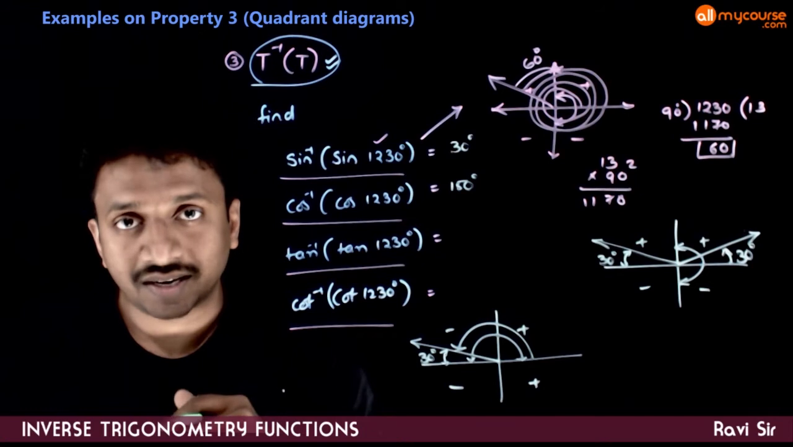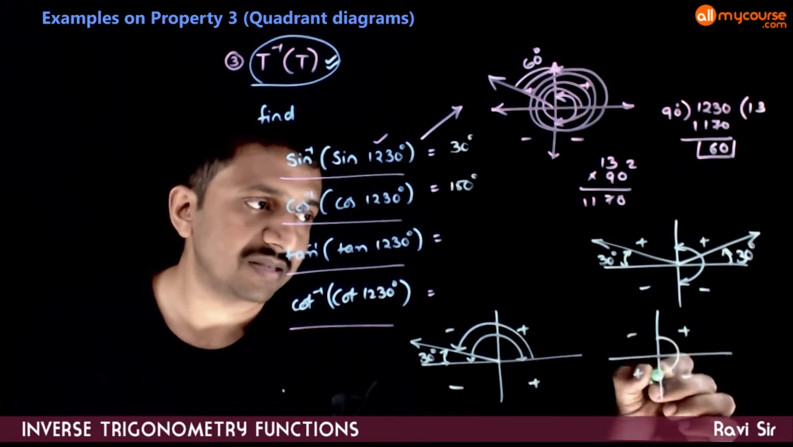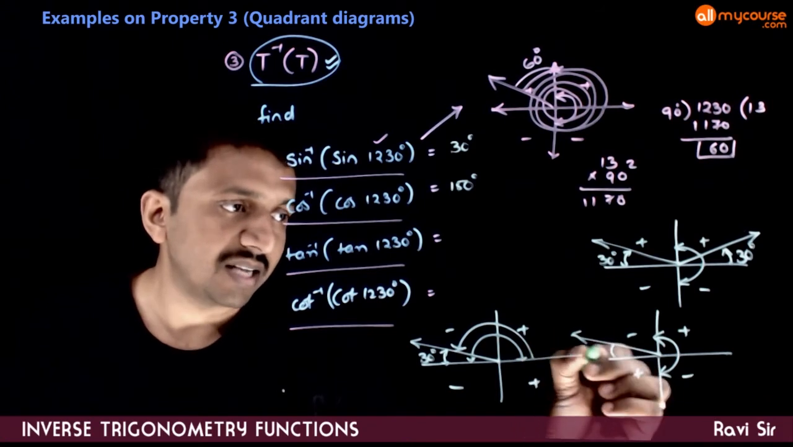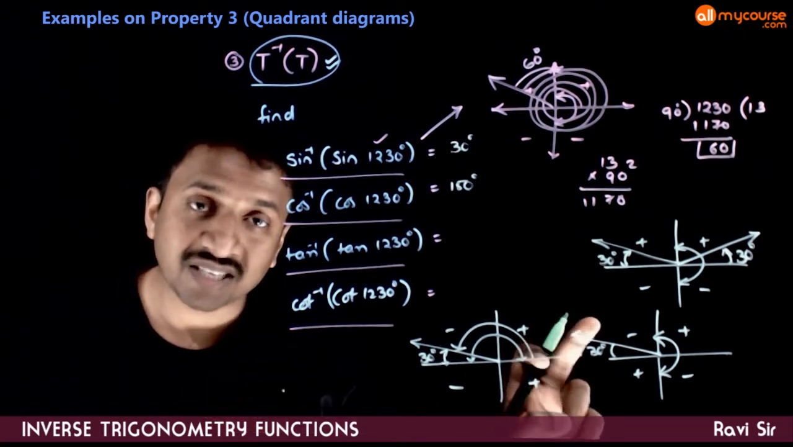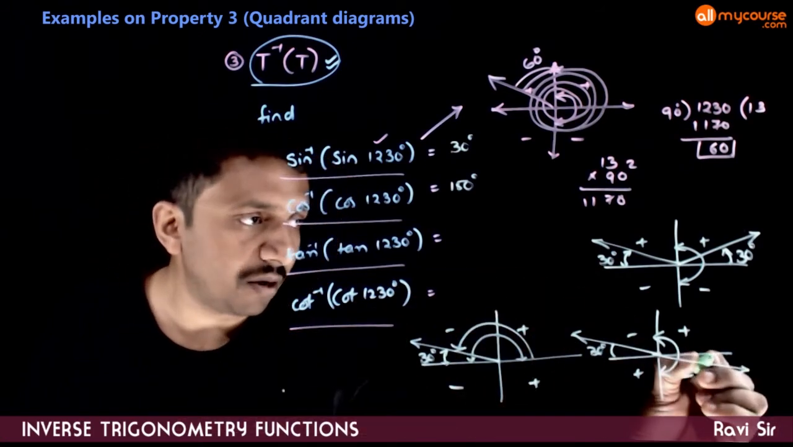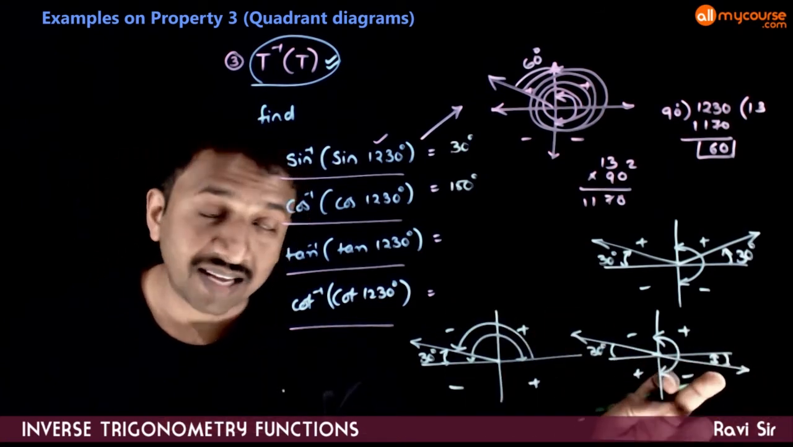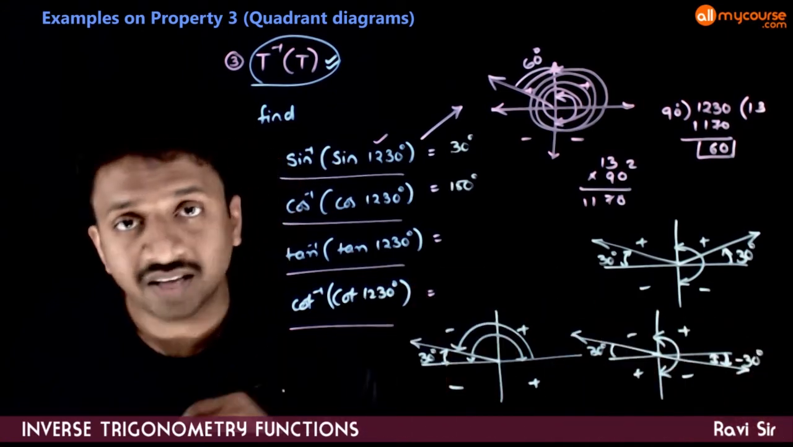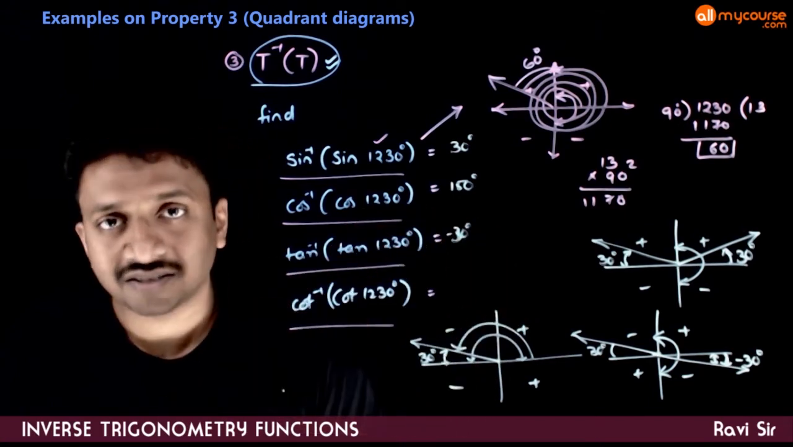Tan inverse of tan 1230. So what is the quadrant diagram for tan? Plus, plus, minus, minus. So this is the quadrant diagram. So my ray lies here such that this angle is 30 degrees. Now for tan inverse, the reflection is about the origin. So this ray has to be sent here. So if this is 30, obviously this angle is also equal to 30 degrees. Hence, this ray has to be measured in the negative direction. So this corresponds to minus 30 degrees. Hence, tan inverse of tan 1230 is minus 30 degrees.